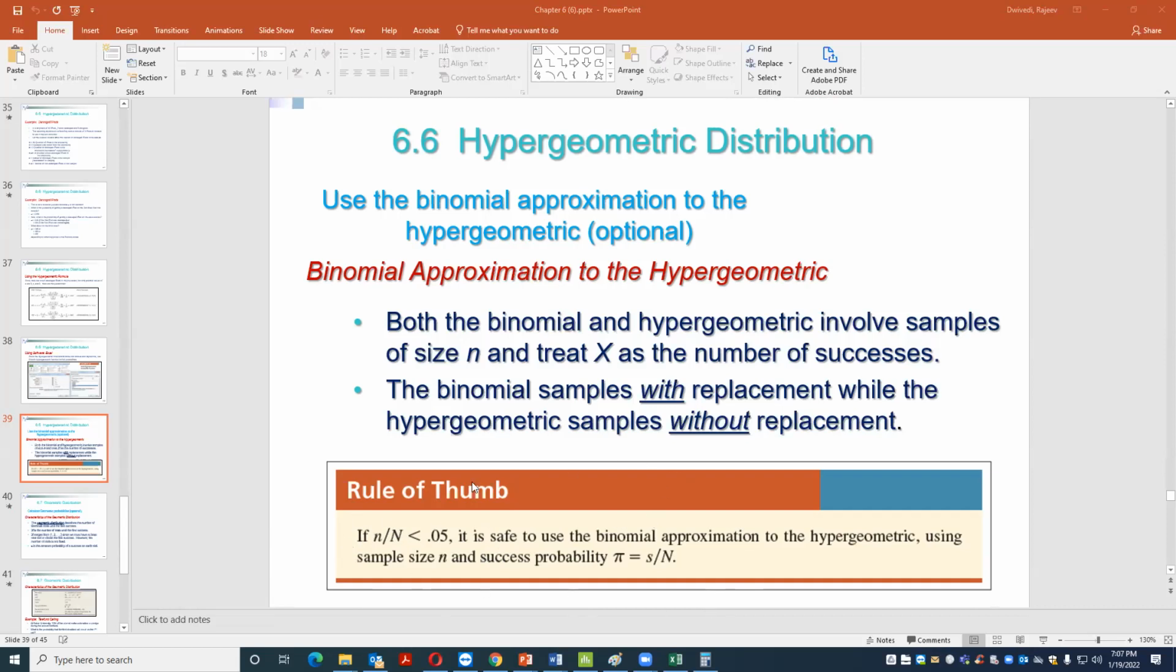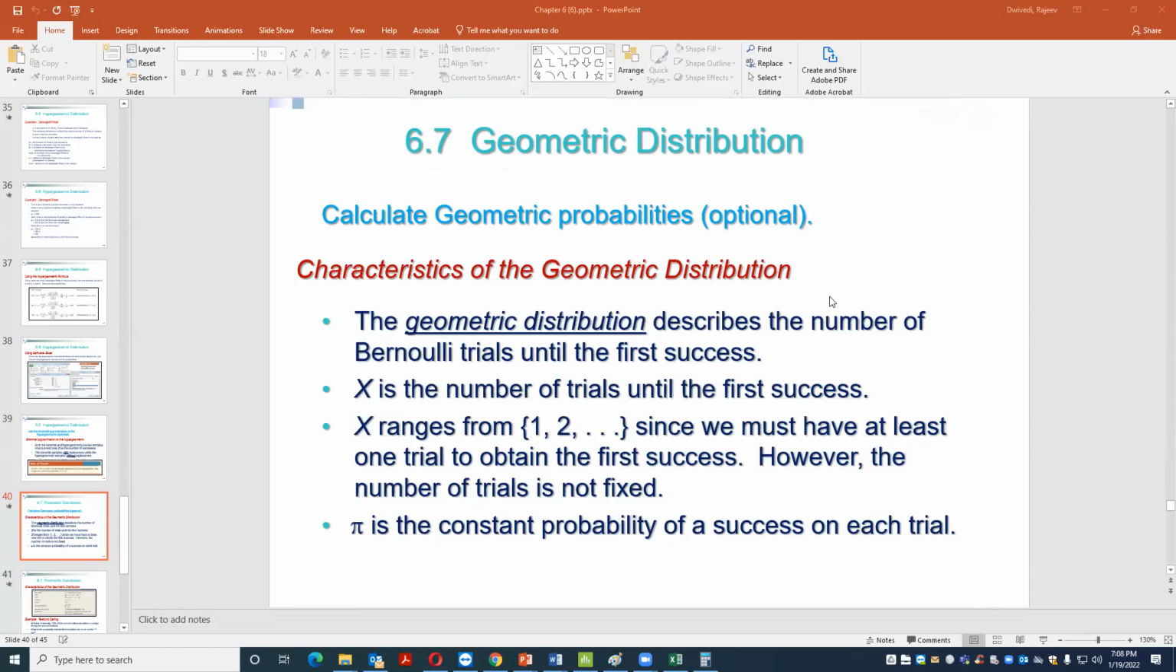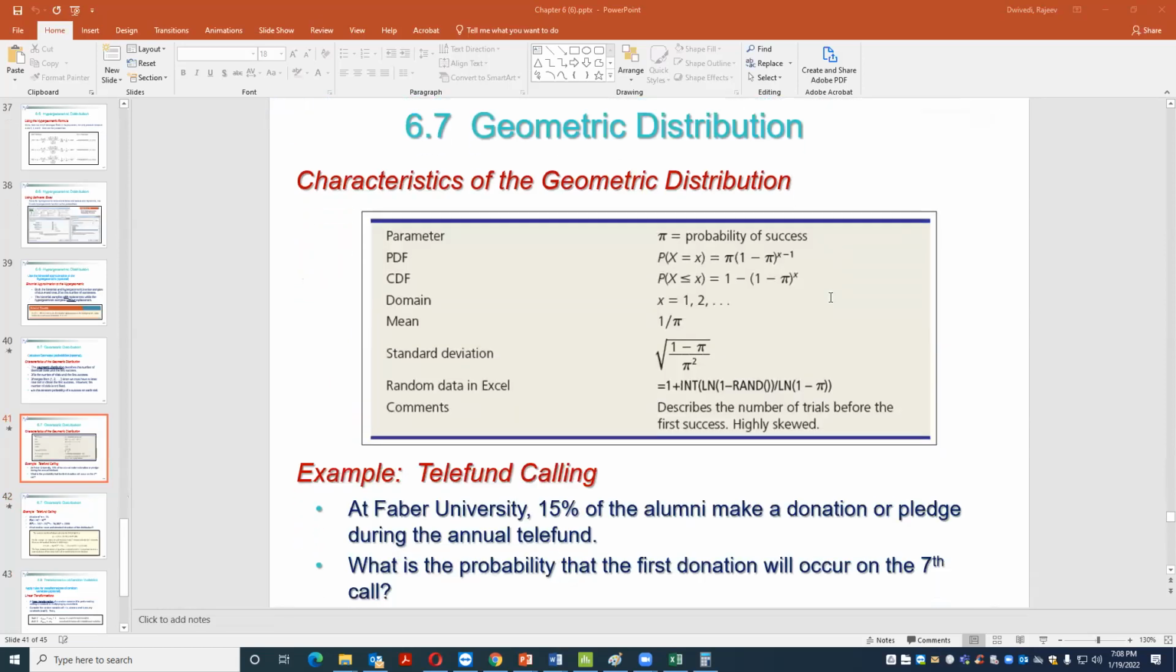Okay, I'm going to explain, just let me finish this, Margarita. Wait a minute. And now the next distribution is the geometric distribution, which describes the number of binomial trials until the first success. So let's say somebody is holding an event.